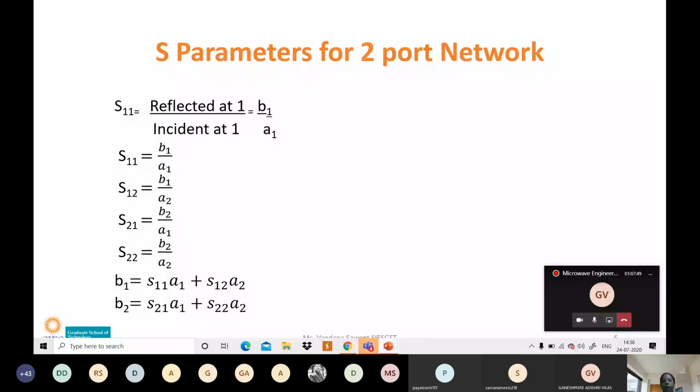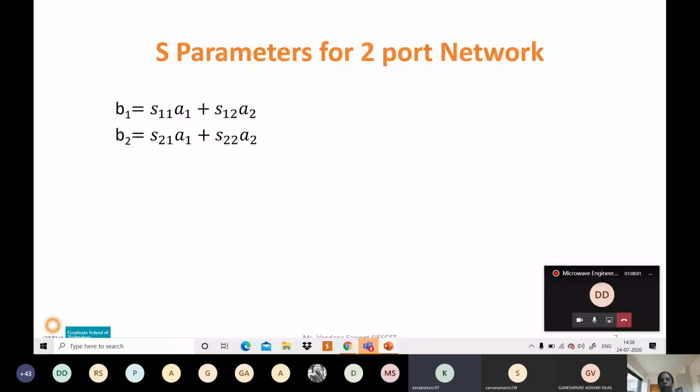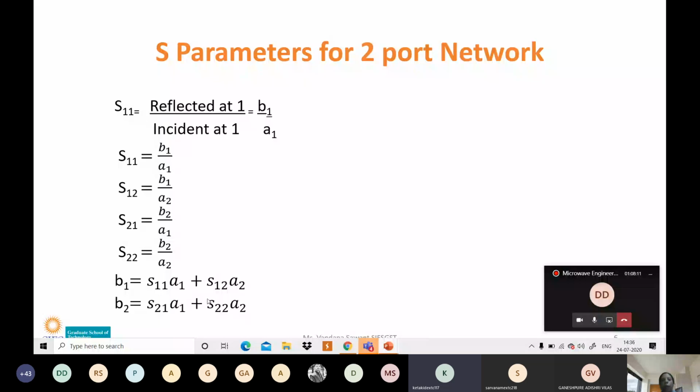Ma'am, I have a doubt. Yes, tell me. Ma'am, in the first two equations, if we are adding them, so B1 should be equal to S11 A1 plus S12 A2 divided by 2, no? Because B1 and B1 will also get added. No, B1 is due to this. It is not always possible that both these parameters are available. Always it is not possible that we can give the input at A1 as well as at A2. So we have to reduce this A1 and A2 according to the condition.